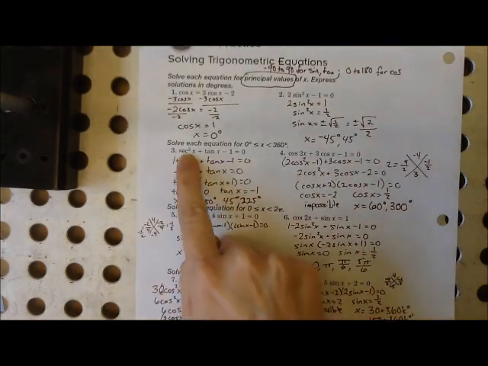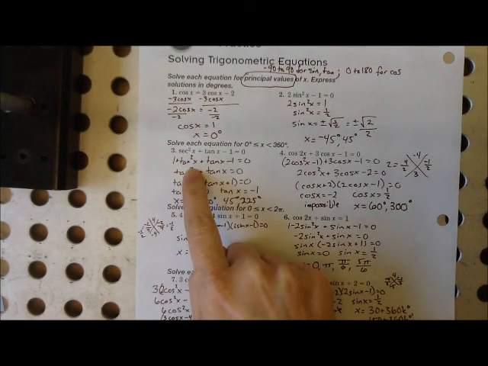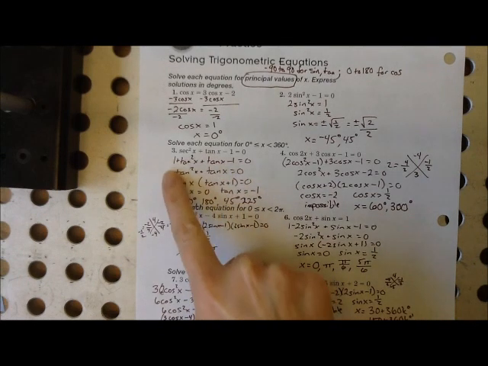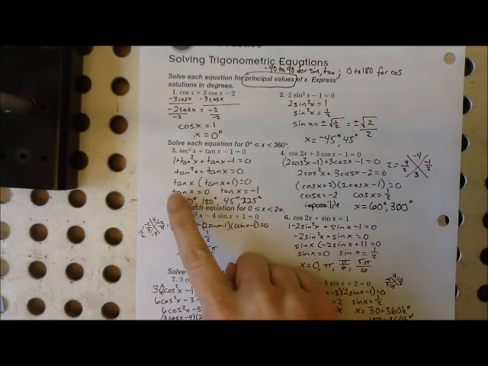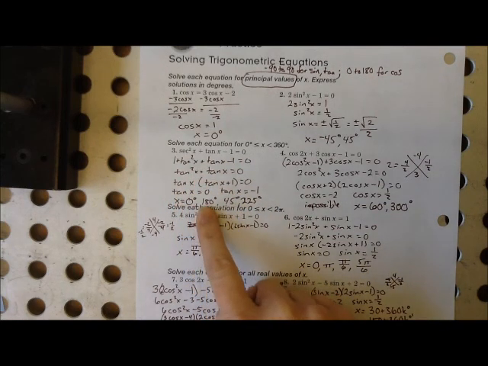Number 3, you need to replace secant squared with 1 plus tangent squared. It's one of the Pythagorean identities you're supposed to know. 1 plus negative 1 is 0. Factor out the tangent. Tangent is 0 at 0 and 180.